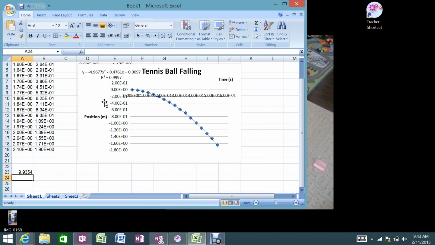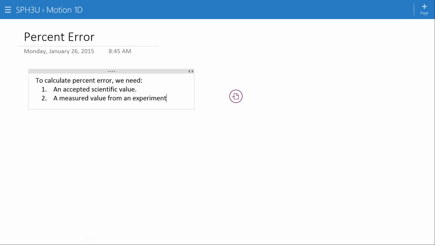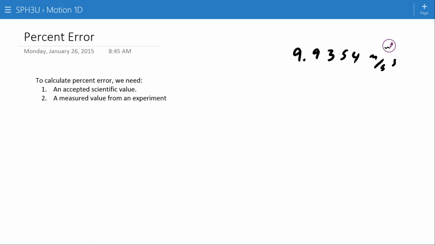Now let's just write that down. That's 9.9354 meters per second squared, and it was negative. I just didn't include the negative when I doubled it. So what we have here is our measured value from an experiment. We need an accepted value for acceleration due to gravity as well.